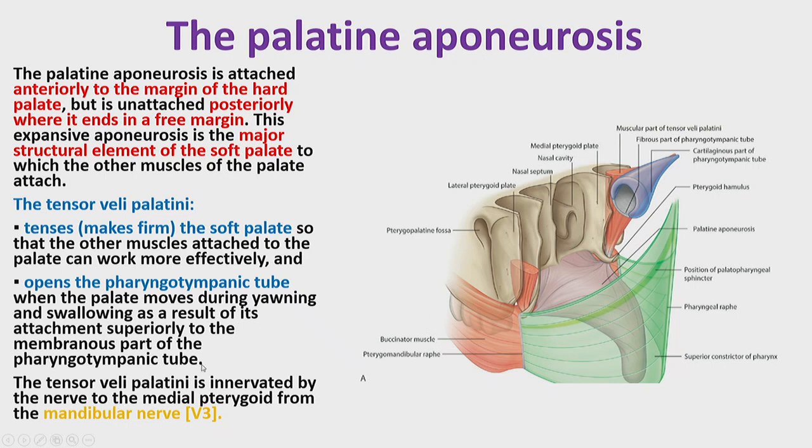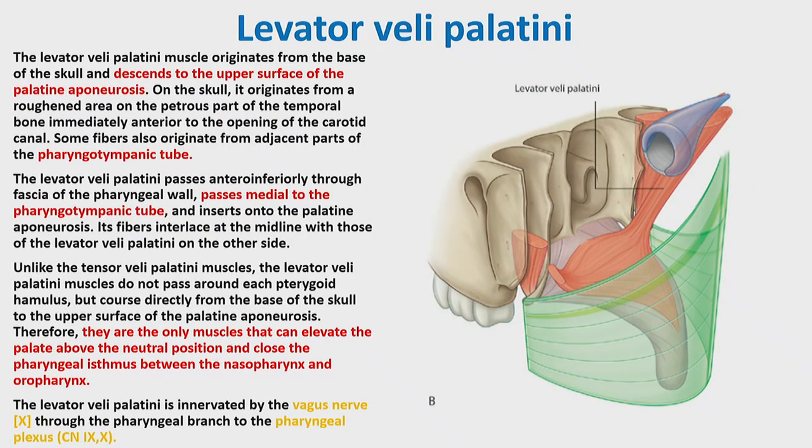And as we said, the innervation of this muscle is by the nerve to the medial pterygoid muscle, which is a branch of the mandibular nerve, exceptionally. Another very important muscle of the pharynx is called the levator veli palatini. This levator veli palatini originates from the petrosal part of the temporal bone, or the pyramid of the temporal bone, and it descends caudally to the upper surface.